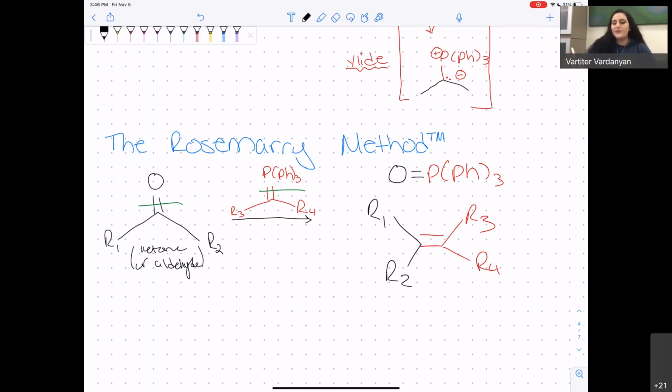So R1 and R2 can flip-flop. R3 and R4 can flip-flop. But we're pretty freaky. We put two heads together, but we're not going to exchange an arm for a leg. That would just be too cruel. So you cannot mix R3 and R1. You can only flip over what's on the same carbon. You can't switch across carbons, if that makes sense. So these are your two products, and the alkene is really the only one that matters. We don't care about OPPh3.